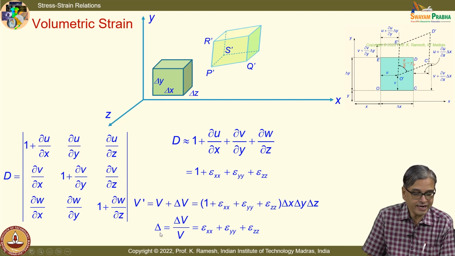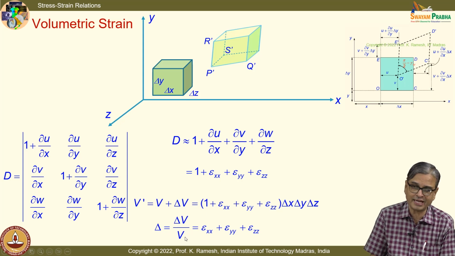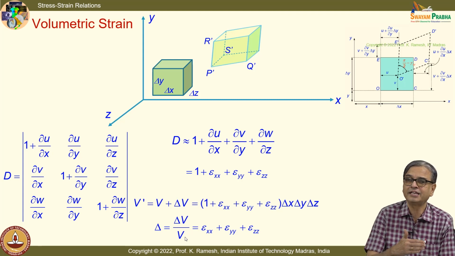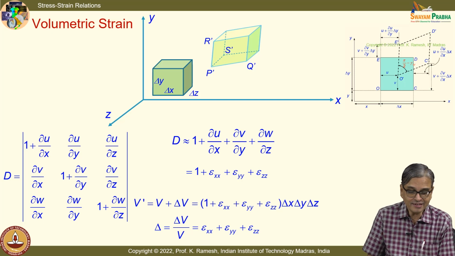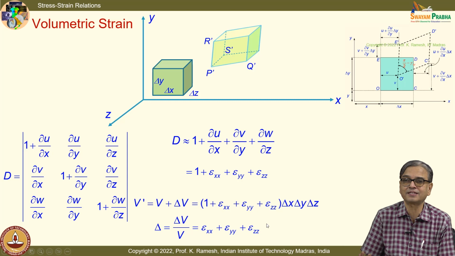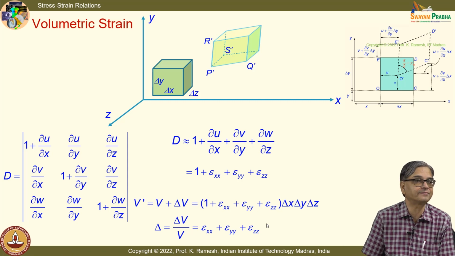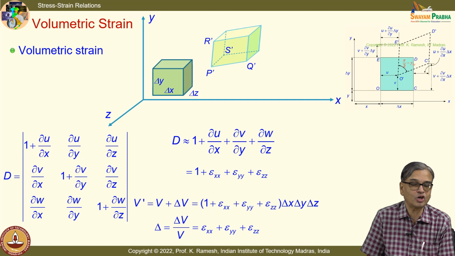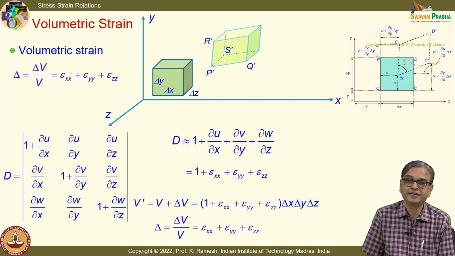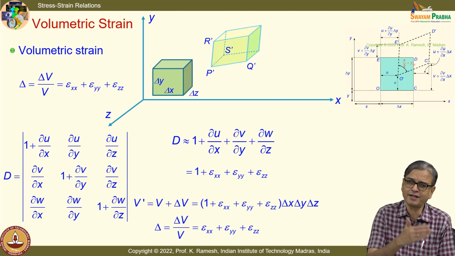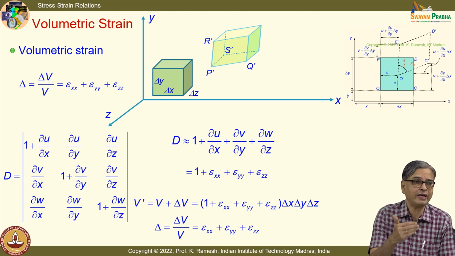And when you want to write delta, which is labeled as delta V by V, like you have the extensional strain, change in length divided by original length, here change in volume divided by original volume. I get this very famous expression. It is nothing but addition of the axial strains, epsilon xx plus epsilon yy plus epsilon zz. So, this is known as a volumetric strain, and this is a very famous expression that we have determined in a very systematic fashion.